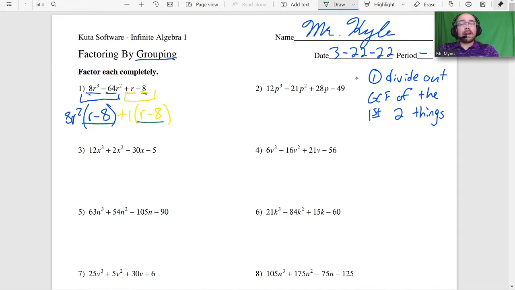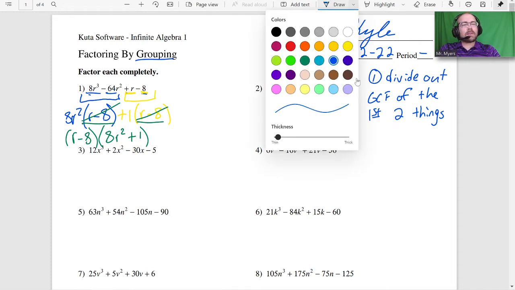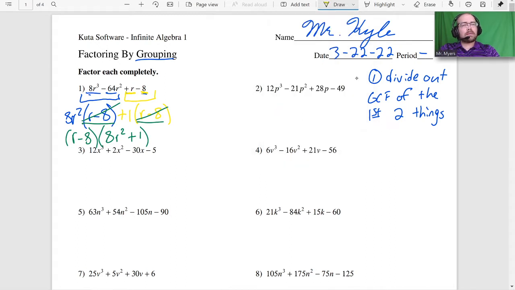But I did get the same thing. I got r minus 8. So if I divide by r minus 8, that would cancel out. And I'd have left 8r squared plus 1. And now I'm done. That's how you do it. So what we did was we divide out the GCF of the first two things. Then step 2, we divide out, same exact wording here, divide out the GCF of the last two things.